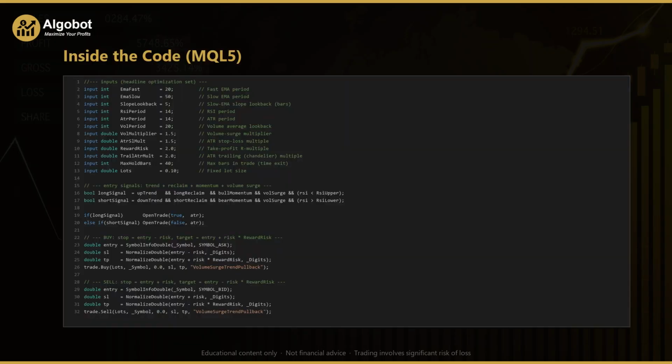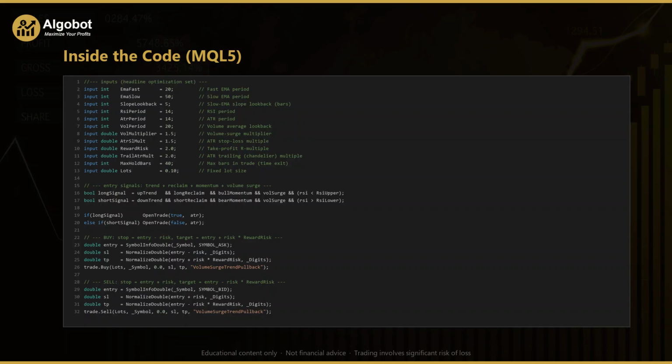Let's read through the code as it appears in MetaEditor. At the top are the input parameters you can adjust. EmaFast and EmaSlow set the two moving average periods that define the trend, defaulting to 20 and 50. Slow pullback controls how far back the slow average is compared to confirm its slope.